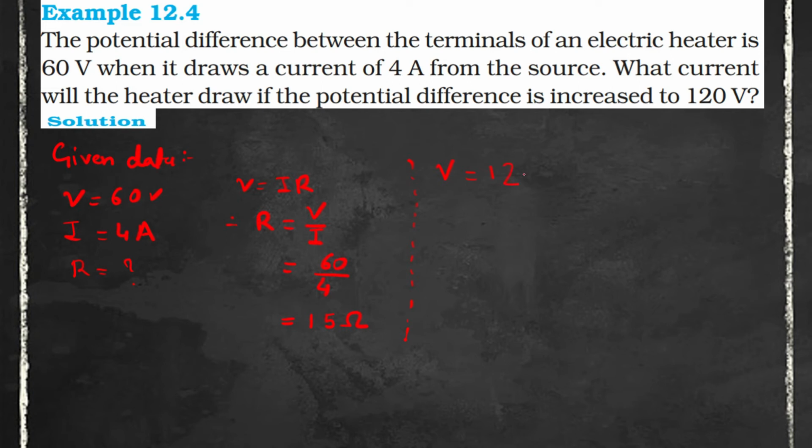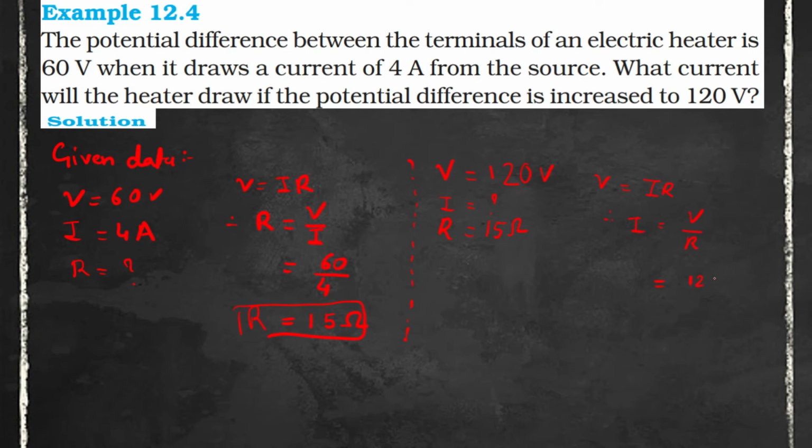In the second case, the voltage is increased to 120 volts and we have to find the current, but we got the value of R here, that is 15 ohms. So we will use this value of R and V to find the value of I. Again we will use Ohm's law, that is V is equal to IR. Here we will make I the subject, so V by R.